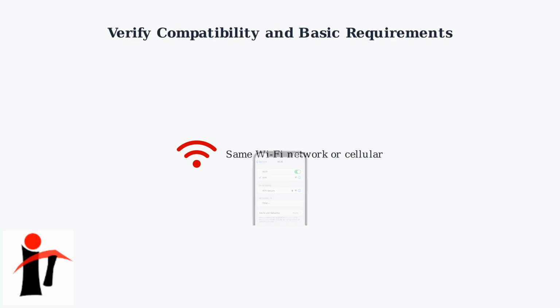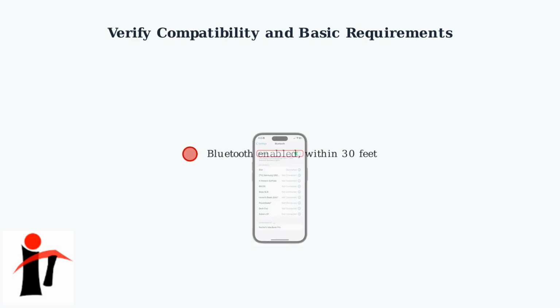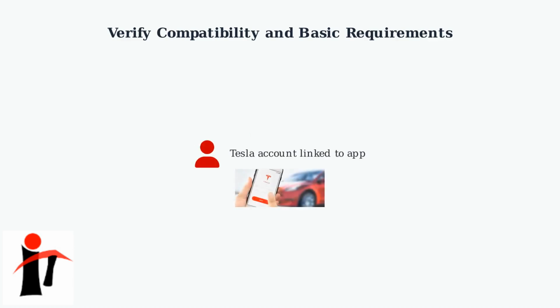Then, confirm both devices are connected to the same Wi-Fi network or have a stable cellular connection. Ensure Bluetooth is enabled on both devices and that they are within 30 feet of each other. Finally, make sure your Tesla account is linked to the app on your iPhone.